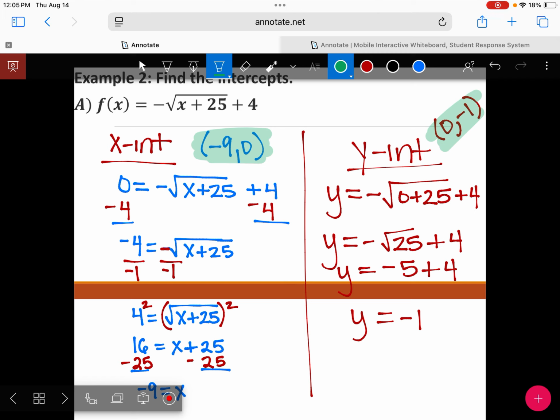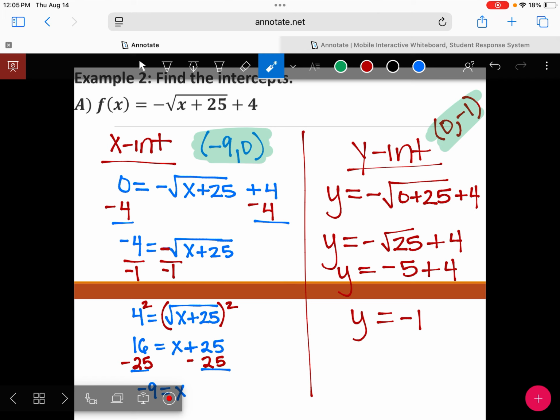Why did you get rid of the negative? Why did I do who? We didn't get rid of the negative? The square root? Yeah, we did. So I multiplied it. I just didn't show that step. But the square root of 25 is 5, and I took 5 times negative 1, and I got negative 5. So I did get rid of it. I just didn't show that.